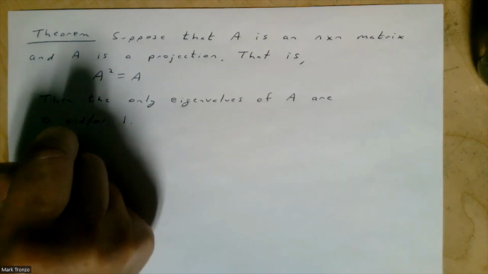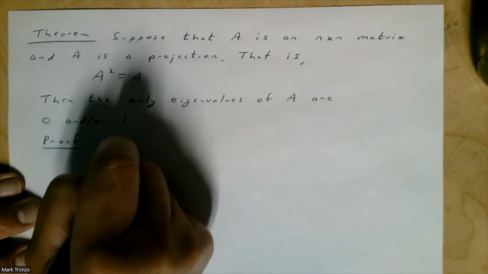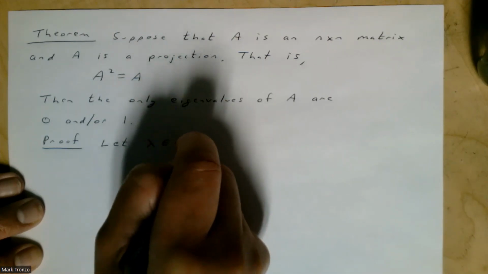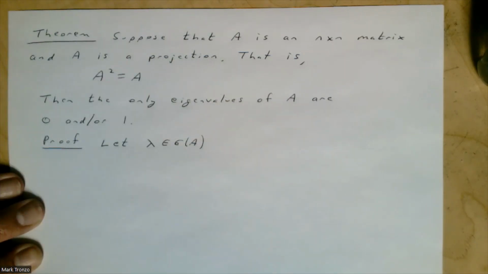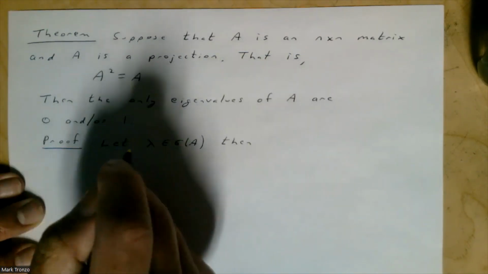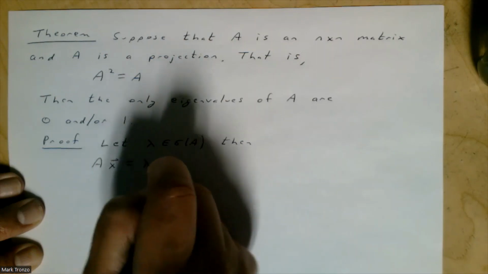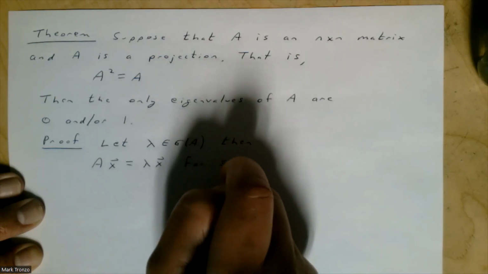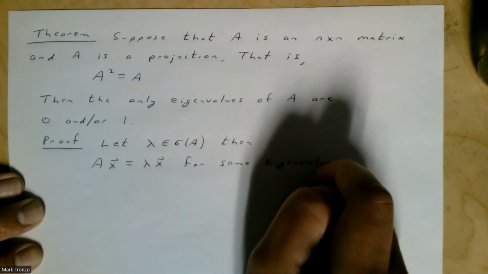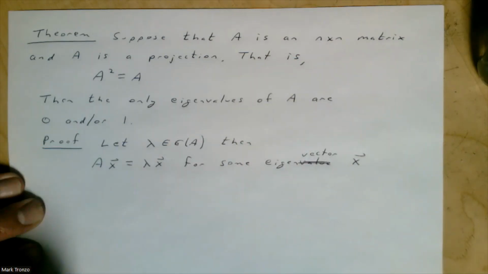So let's go through this proof. Let lambda be an eigenvalue of A. Once again, I'm going to write it this way just to save a few steps here. Then, of course, what does that mean? That means that AX equals lambda X for some eigenvector X.